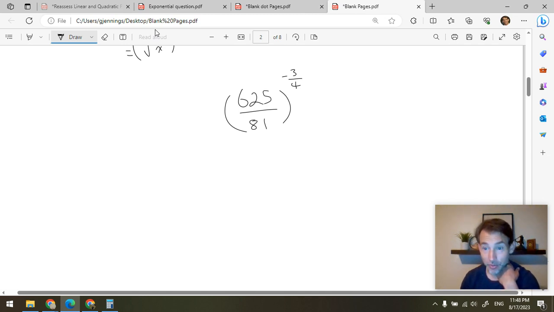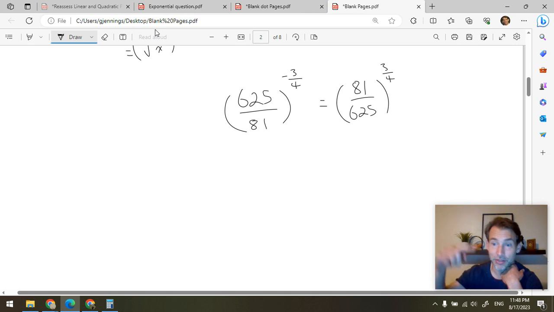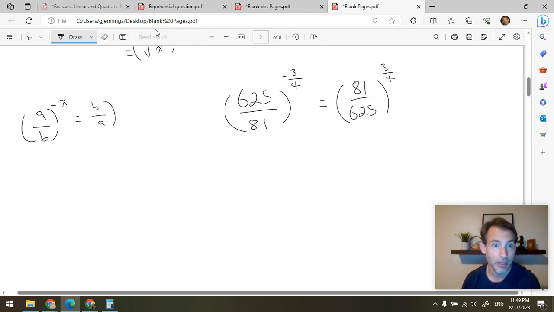Anyway, with this one here, here's how I would break this down. First, let's do the negative exponent. So this is going to be 81 over 625 raised to the 3/4. Why? Because that negative exponent says anything living downstairs goes upstairs, anything living upstairs goes downstairs. If I have a over b raised to the negative x, that's the same thing as b over a to the x. And to go one step further, this is b to the x over a to the x. Okay, so that's all your basic exponent laws being applied to fractions.